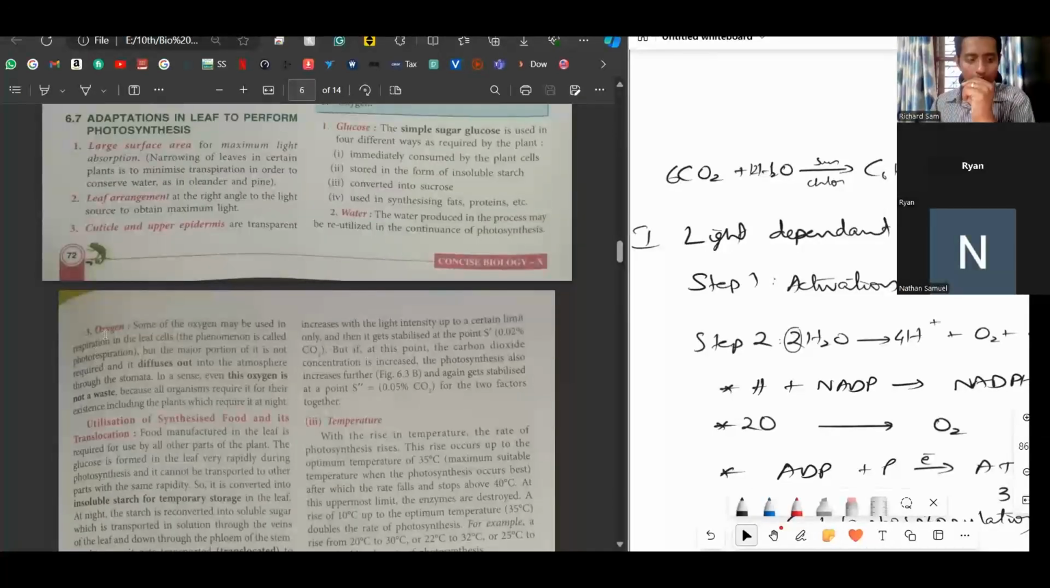Okay, and the last product formed in photosynthesis is oxygen, which is given out. The plant needs a very little bit of oxygen for respiration, but most of the oxygen is what? Given outside.